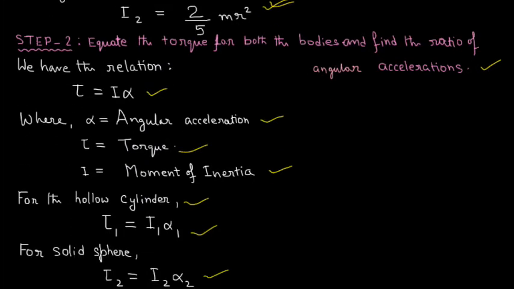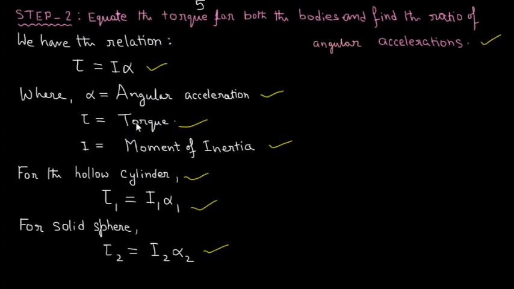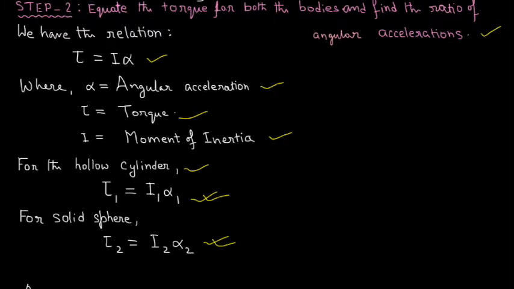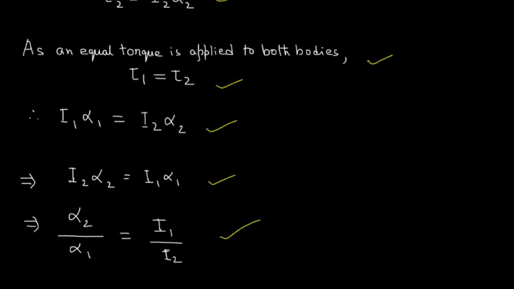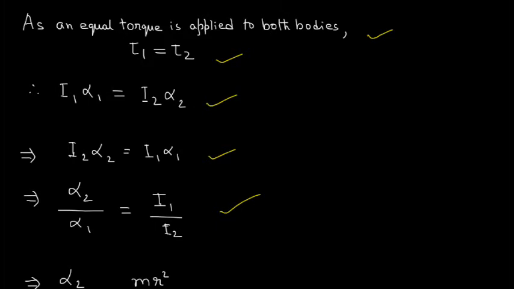Second step is the torque. Torque is equal to I alpha. So tau 1 is equal to I1 alpha 1 and tau 2 is equal to I2 alpha 2, and it is given that equal torque is applied, so we can equate tau 1 is equal to tau 2.